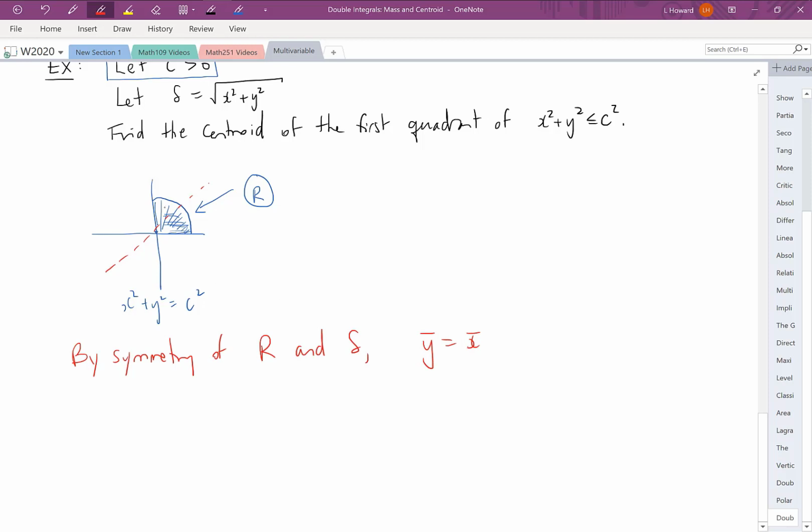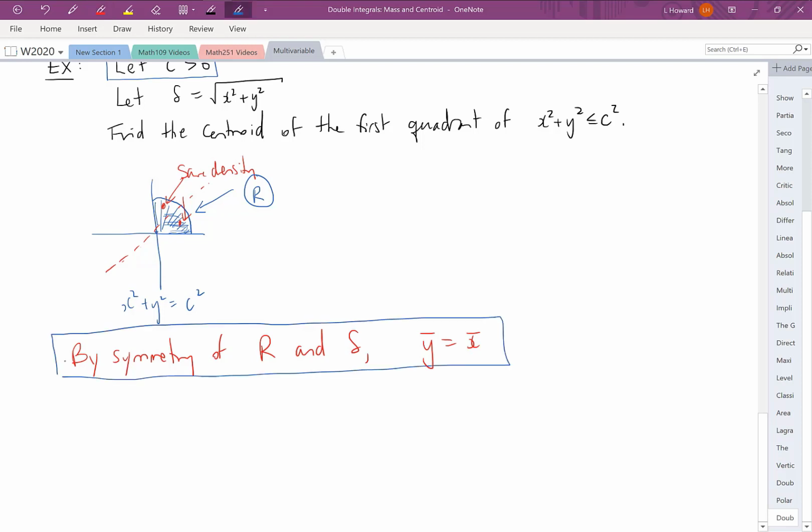So basically, geometrically, what we're saying is all the points in this region are going to pair up. All the points that are not actually on the line y equal x will pair up. Because of the symmetry of R, and because of the symmetry of delta, we know that for each of those pairs, the points will have the same density. So that tells us that the mass is distributed in a symmetric way about that line y equal x, meaning our center of mass will lie on that line, and therefore y bar will equal x bar. So the problem then comes down to calculating x bar.